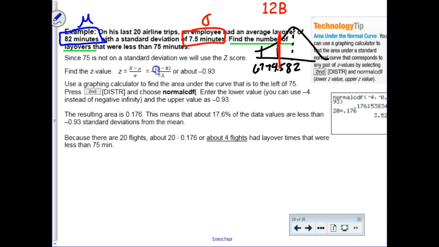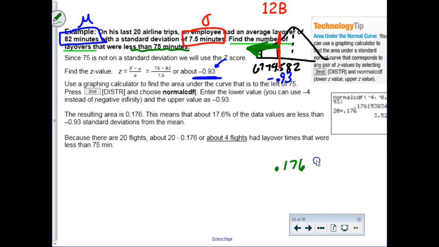So 75 is the data point they're interested in. So 75 minus the mean divided by 7.5. And they get a z-score of negative 0.93. So without using a calculator, you'd have to go to the back of the book and look up what you get when you have a z-score of negative 0.93, and that would be measuring from this point all the way down the curve, which is what they want, right? Less than 75 minutes. So they would get a percentage, which is roughly 0.176, so 17.6%.